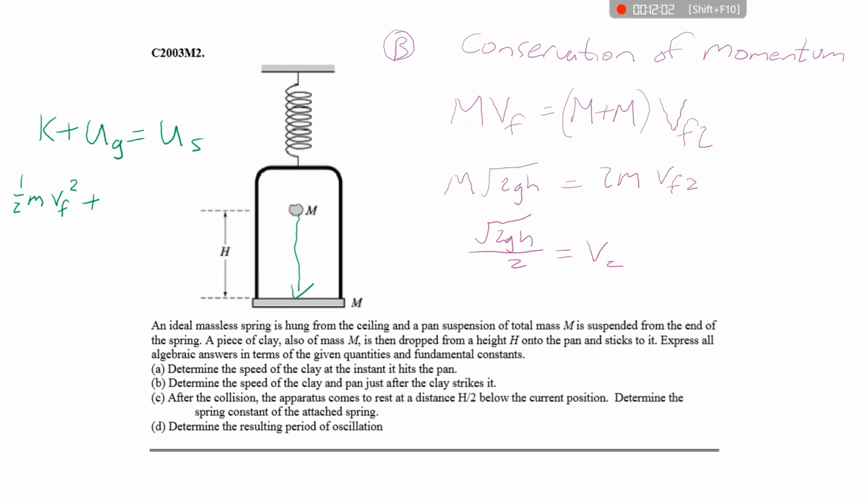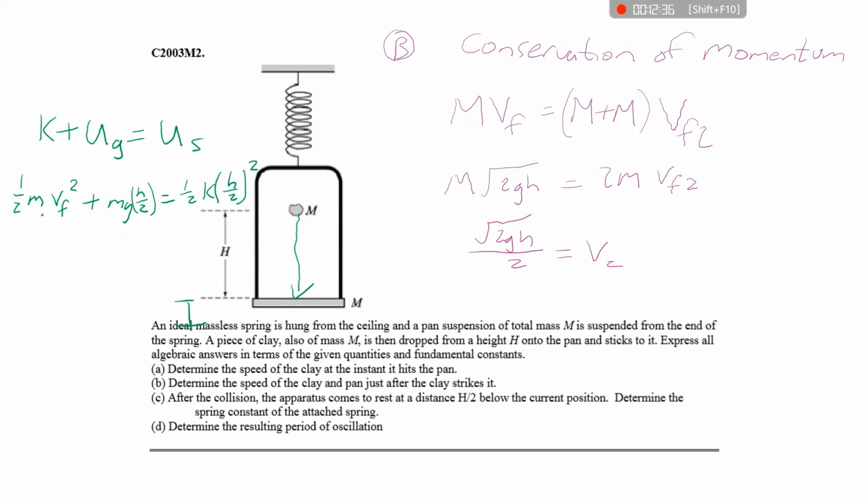So if both masses are here, then how far do we drop? mgh. I'm trying to figure out what h is though. How far does the pan drop? H over 2. Okay, so this is mgh over 2, and it is then equal to 1/2 kx squared. What's our x? H over 2. H over 2 squared.